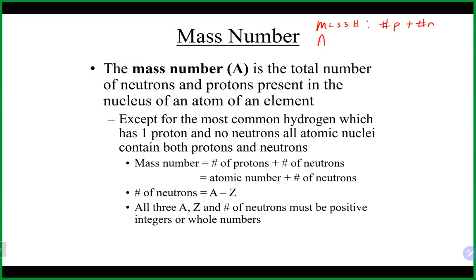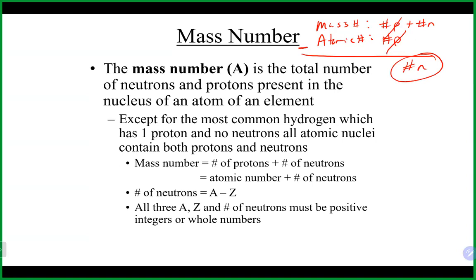We have our atomic number that we just talked about, which is our number of protons. And if I subtract those two, protons cancel, leaves me the number of neutrons. So if you take the mass number and you subtract it from the atomic number, that will tell you the number of neutrons there are in an atom in that particular element.